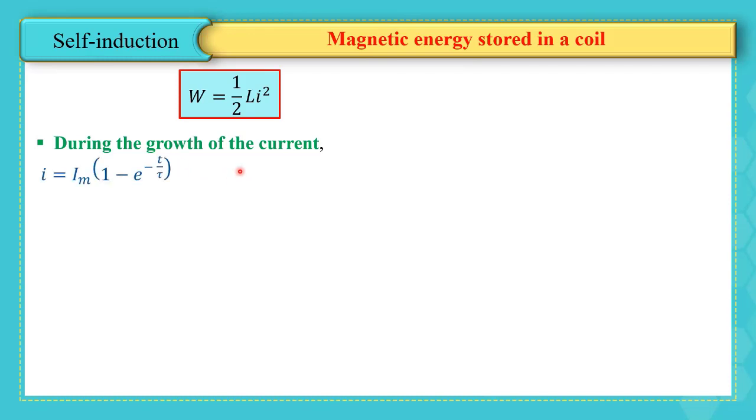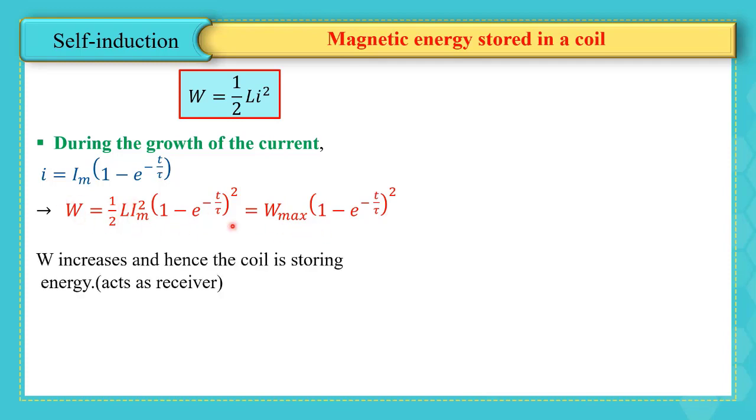Now, during the growth of the current, we know that i = I_max (1 - e^(-t/τ)). So W = ½L I_max² (1 - e^(-t/τ))² = W_max (1 - e^(-t/τ))², where W_max = ½L I_max². From this expression, we can deduce that W is increasing, and hence the coil is storing energy. It acts in this case as a receiver.